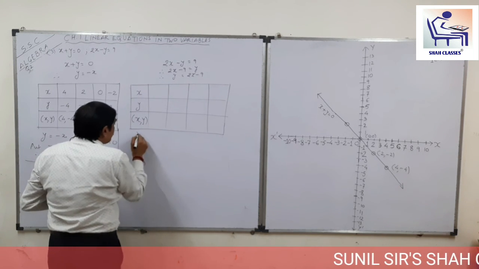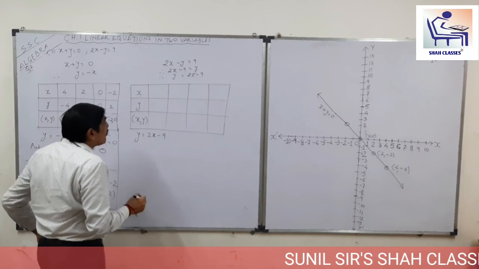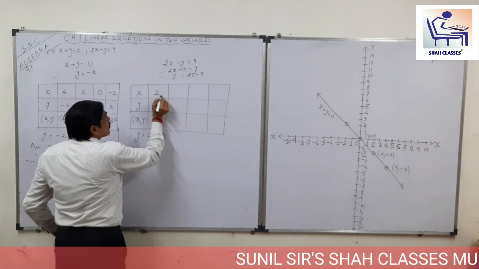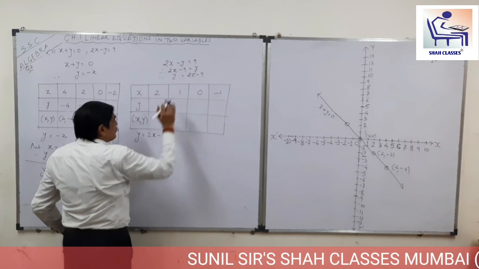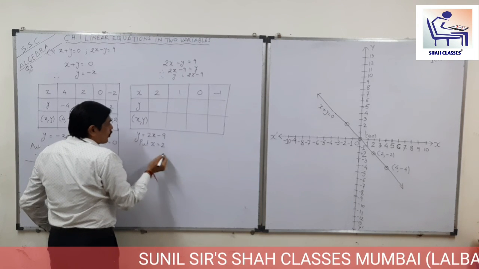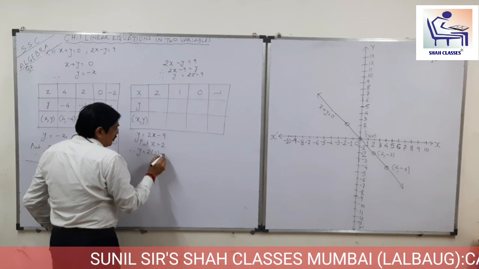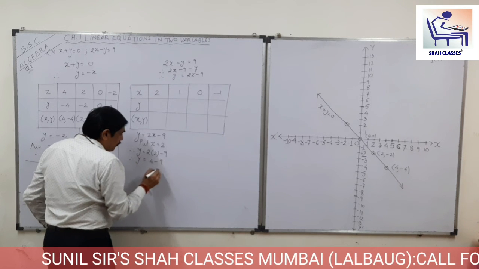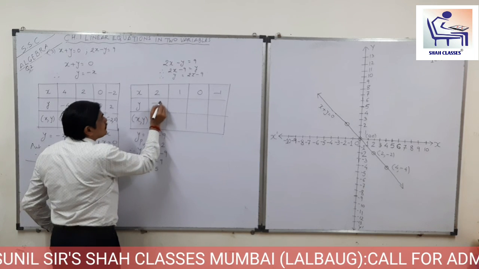So your first value, y is equal to 2x minus 9. We have to assume any 4 values now. Try to take the smaller values: 2, 1, 0, minus 1. Put x is equal to 2. So 2 2s are 4 minus 9. y is equal to minus 5.